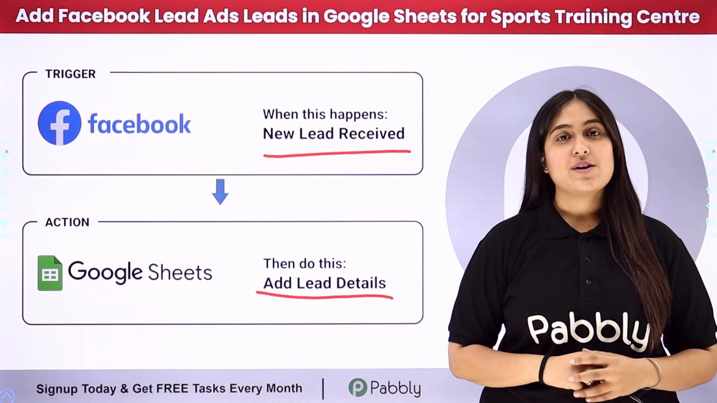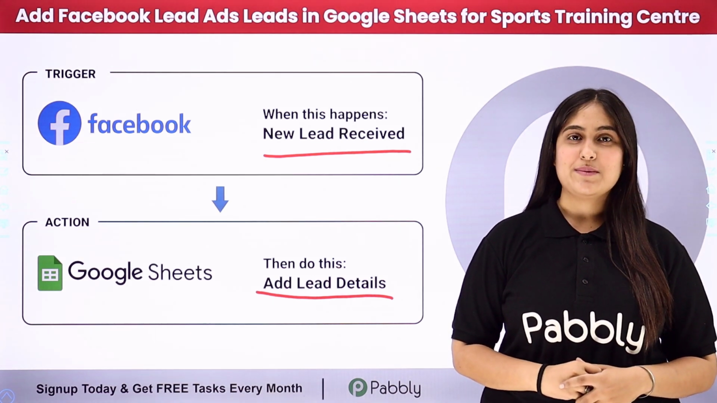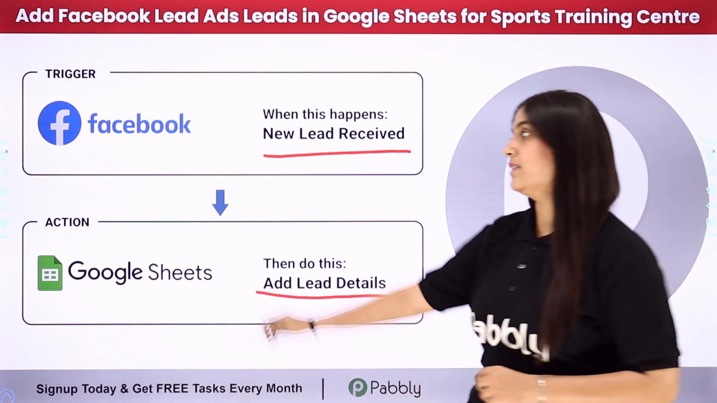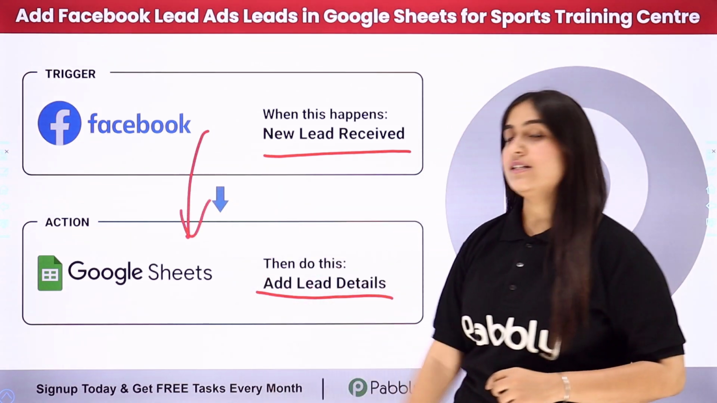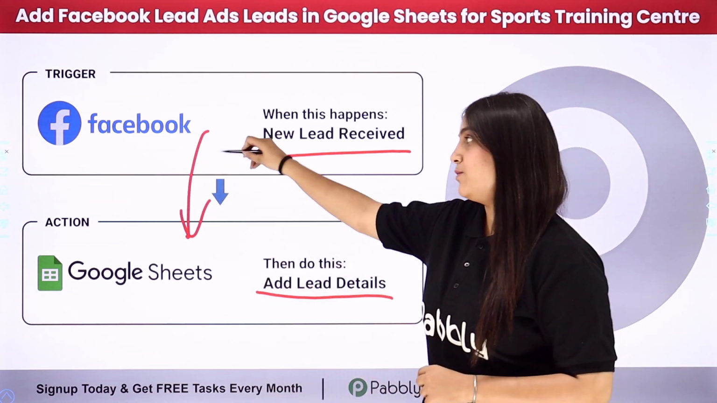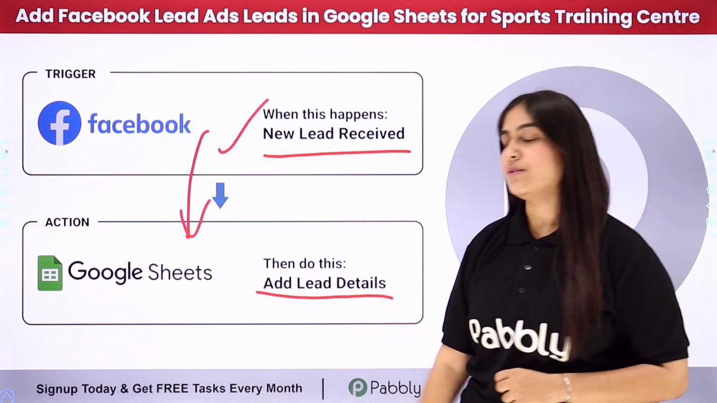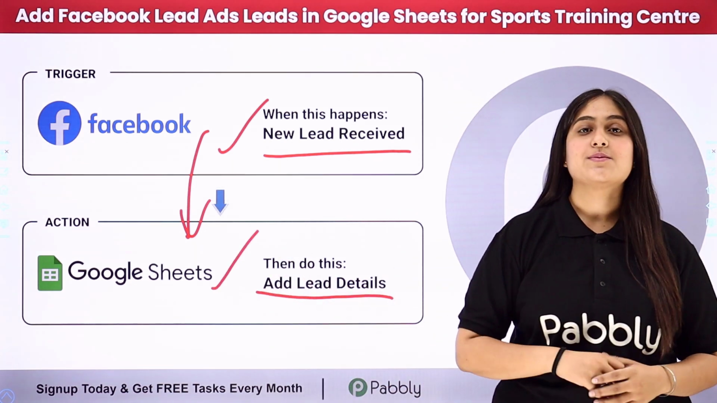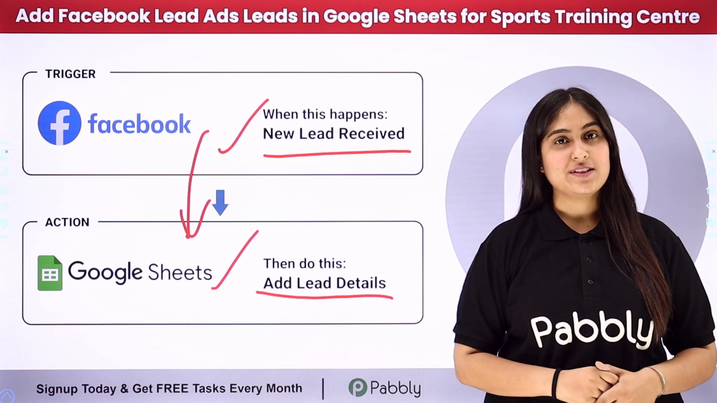So to automate this process, we will use an automation software named Pabbly Connect, in which we need to connect a trigger and an action. So in this process, our trigger application will be Facebook lead ads and our action application will be Google Sheets. So to learn this process step by step, let me take you to my screen.